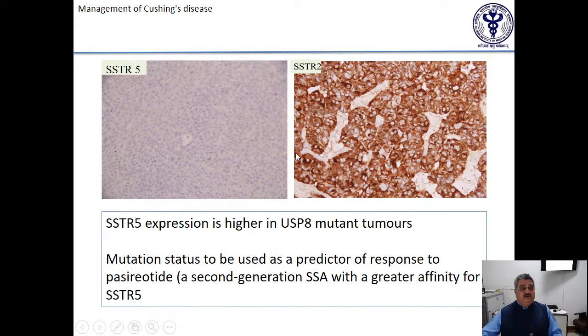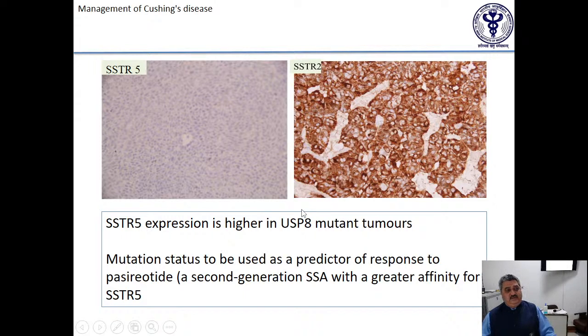Now the somatostatin receptors also predict the response to some of these drugs which can be given. For example, this SSTR5 positive cells, they respond better and they have the more chances of the USP8 mutations. But in this case, it is the SSTR2 positive, so this patient may not respond to this treatment. So today we can predict the response to treatment and some of the tumor by the methylation status.